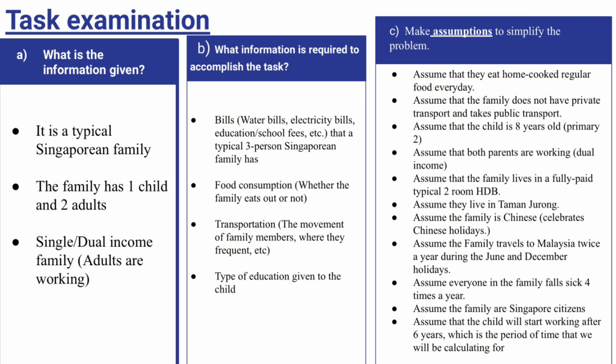We also assume that the family lives in a fully paid typical 2-room HDB flat in Taman Jurong. Another assumption is that the family is Chinese Singaporean citizens who travel to Malaysia twice, during the months of June and December. It is also assumed that everyone in the family falls sick at least 4 times a year. Lastly, we assume that the child will start working after 6 years, which is the period of time that we will be calculating for.